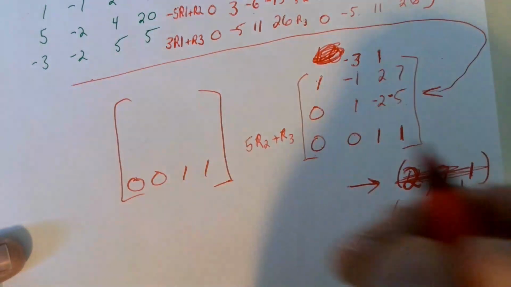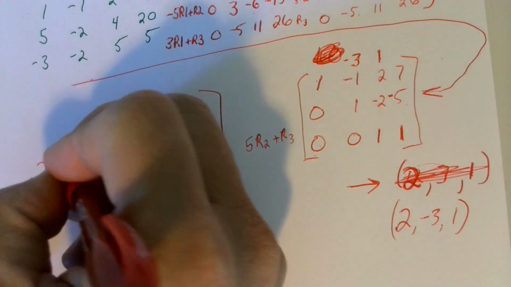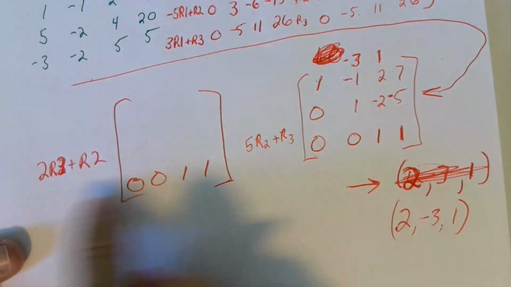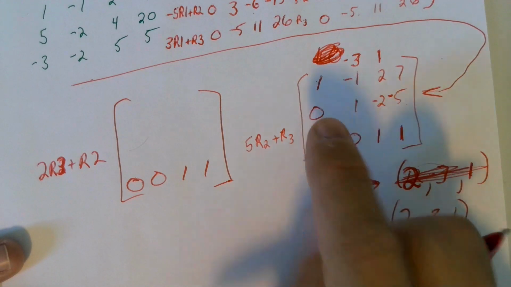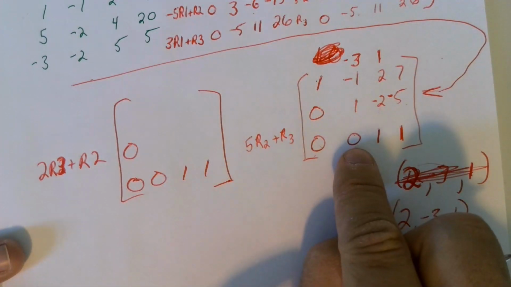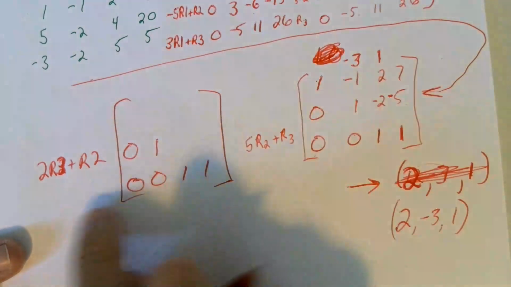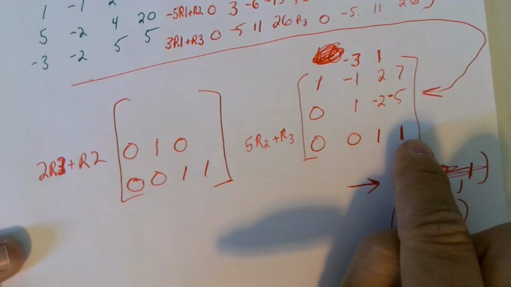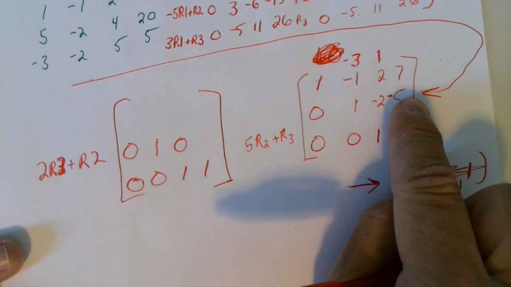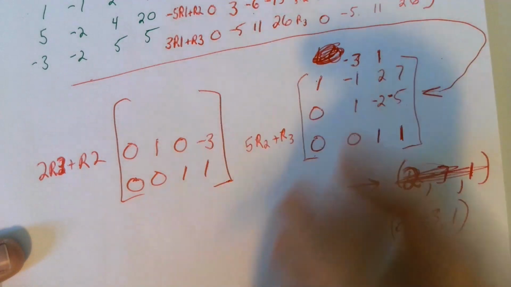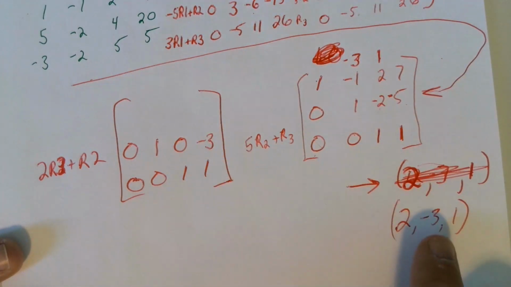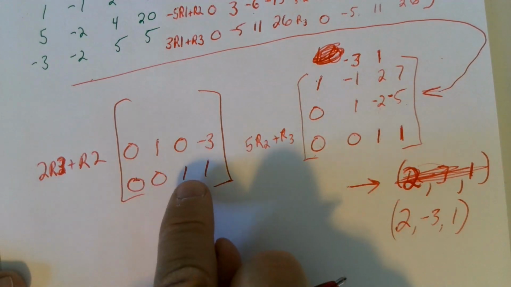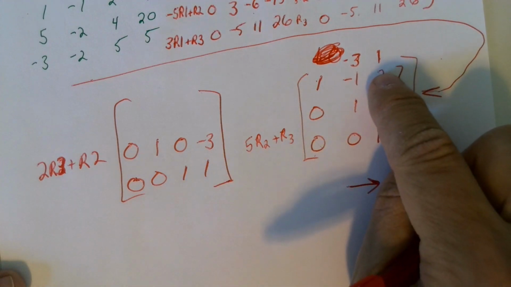So I'm going to do 2 row 3 plus row 2. So what is 2 times 0? 0 plus 0, still 0. Doesn't mess that up. 2 times 0 is 0 plus 1 is 1. 2 times 1 is 2 plus -2 is 0, and I got my 0 in that location. 2 times 1 is 2 plus -5 is -3, and look at that, that's the -3 we wanted from before, which we have. Yay. Okay, so now that I've done that, now I'm going to use this one right here to kill off that 2. So on this one right here.